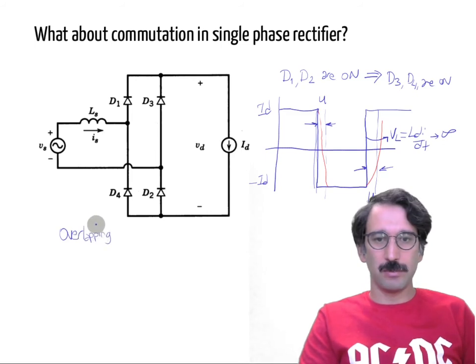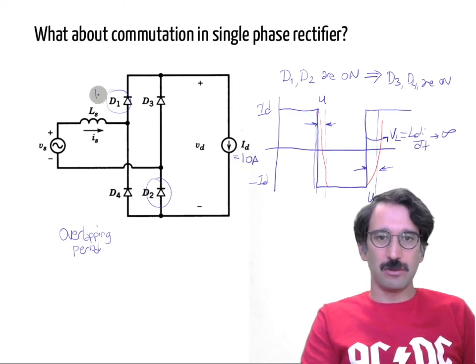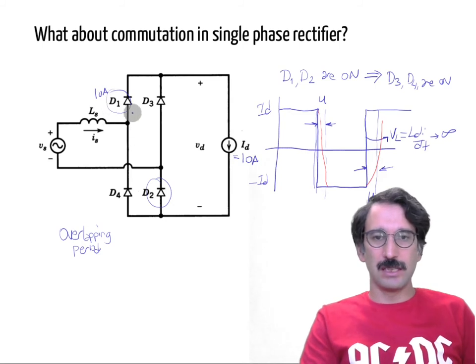Overlapping period. So during overlapping, both D1 and D2 will be on conduction. Let's say again for simplicity that it is 10 amps, and these were carrying 10 amps, and they cannot go from 10 amp to 0 amp, and these were not on conduction, so they cannot go from 0 to 10 amp immediately. Okay, it will take some time.